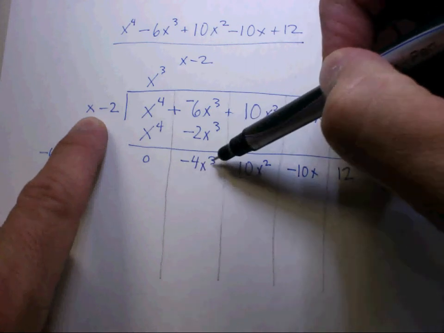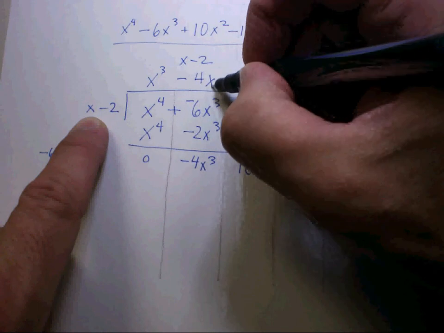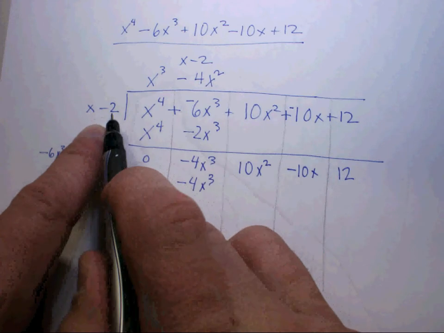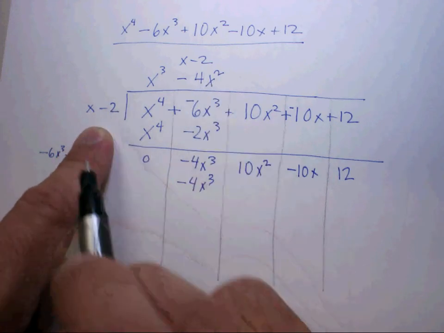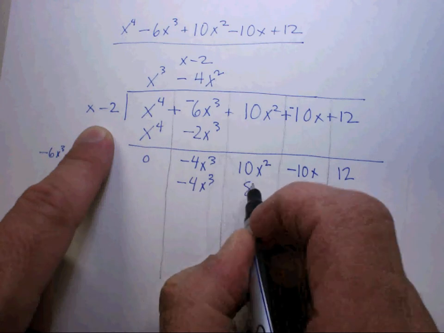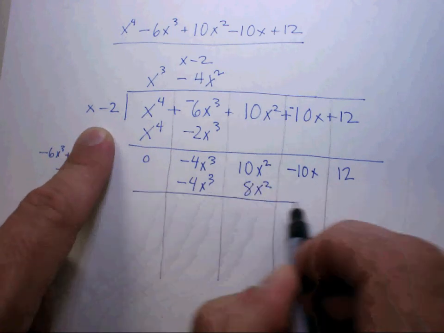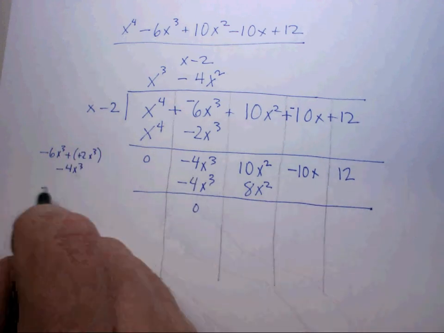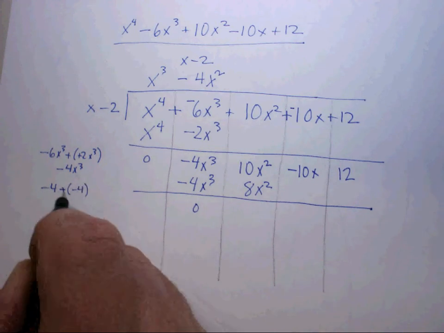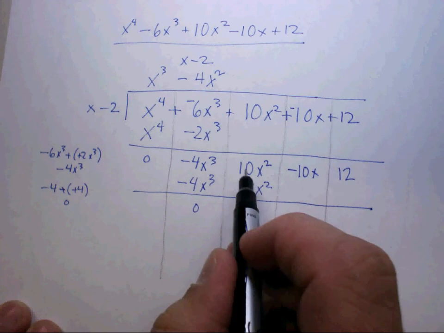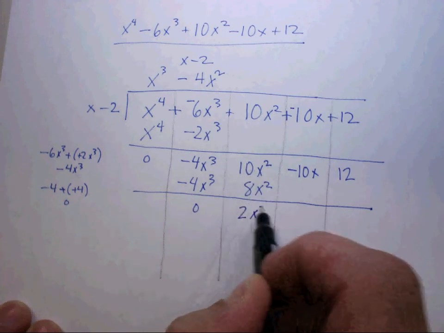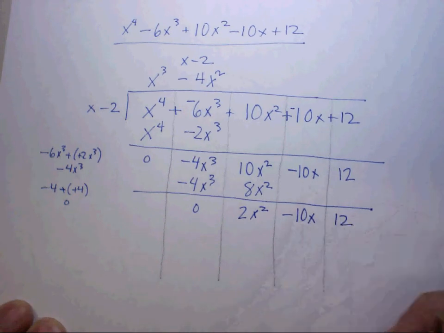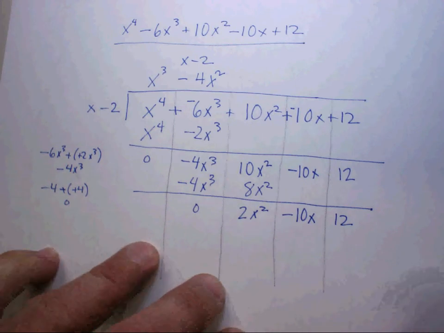Let's continue now. Let's bring these guys down and continue on. What times x gives me negative 4x cubed? Answer is minus 4x squared. Multiply that. Multiply the second part. Negative 4x squared times negative 2 is a positive 8x squared. Again, when I subtract those, I'll get 0. Remember, negative 4 minus a negative 4 gives me 0.